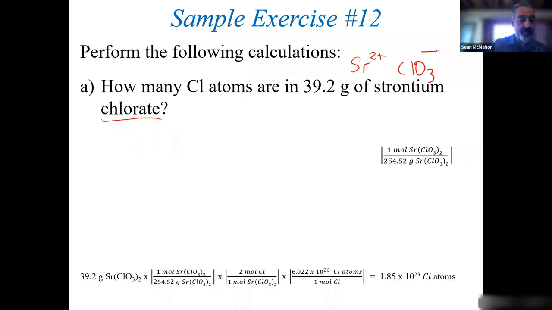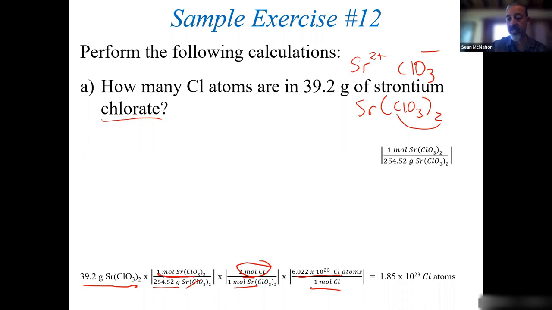All right, well, there's 39.2 grams of strontium chlorate to begin with. There's 254.52 grams of strontium chlorate per 1 mole. And you could do it the mole ratio way. In 1 mole, there's 2 moles of chlorine, and I get that because of this, right? So when I crisscross, there's 2 chlorates. Each chlorate has 1, so there's 2 chlorines. And in 1 mole of chlorine, there's 6.02 times 10 to the 23rd.